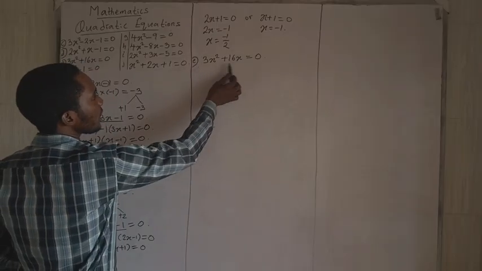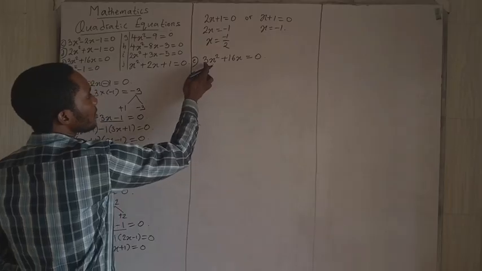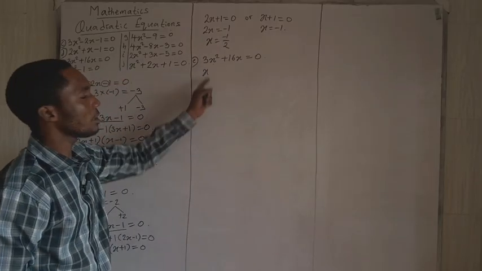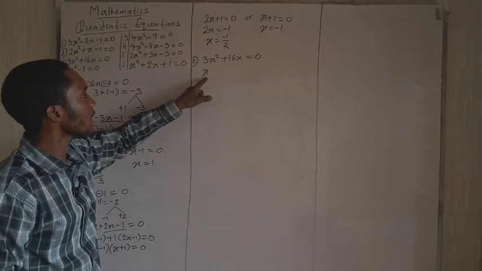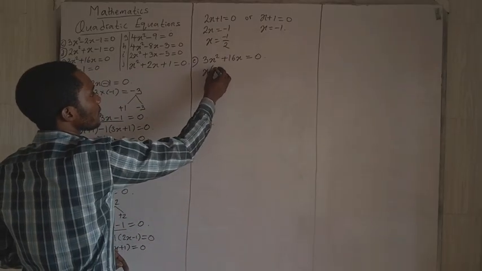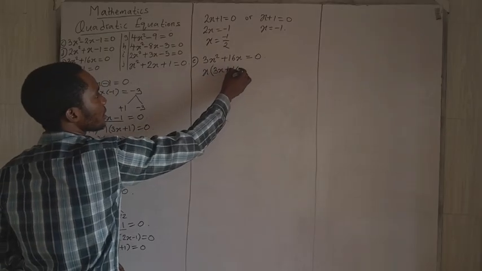What is common to these two terms? We have x, we have x. X is common. Can 3 divide 16 without remainder? No. Can 16 divide 3? No. That means it is only x that is common. 3x squared divided by x, 3x, plus 16x divided by x, 16.